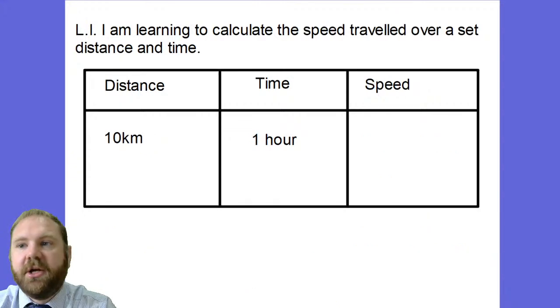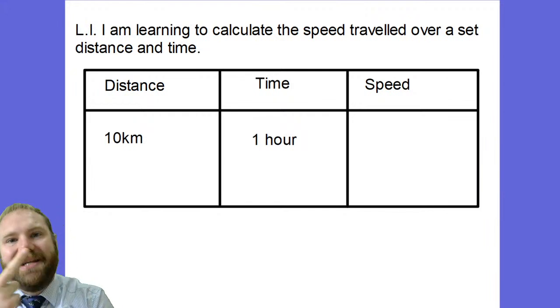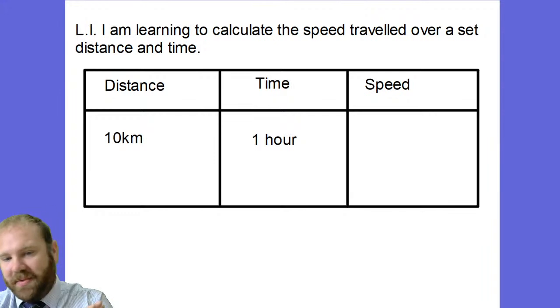That's better. Right, so lesson number 2. Now, this is the second lesson. Like I said, we'd be splitting this up normally, but straight into it in this case. So we are learning to calculate the speed. This time we're learning to calculate the speed traveled over a set distance and time. So calculating the speed this time.